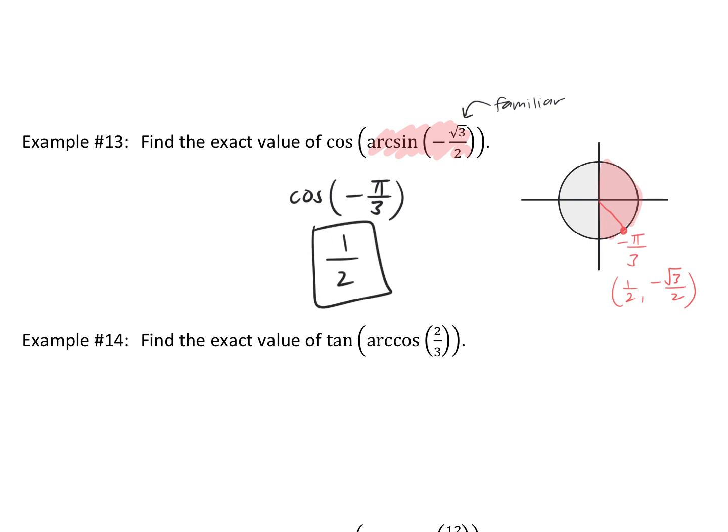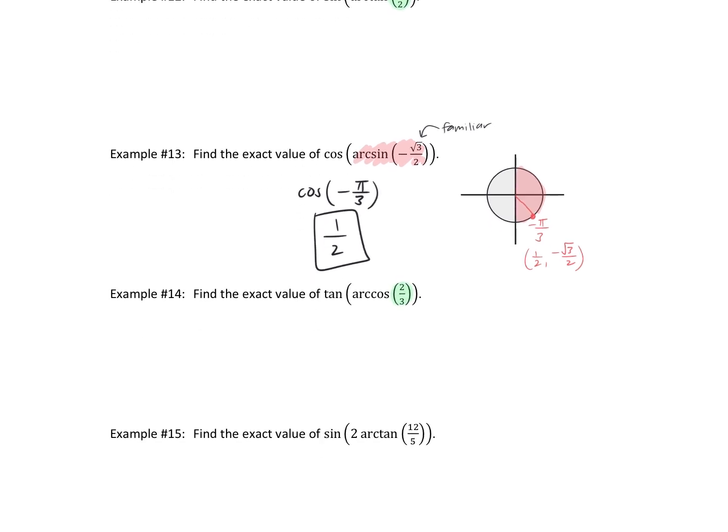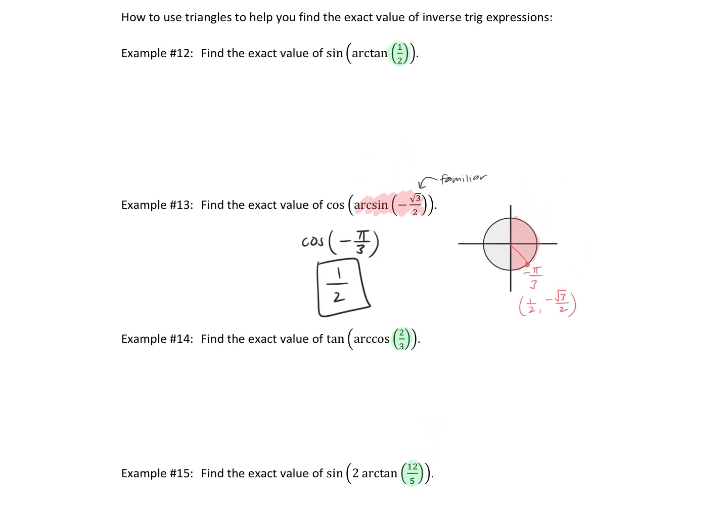So start with the inside piece, evaluate that, and then evaluate the outside piece. Okay? That's for ones that are familiar that are on the unit circle. Now, if I look at the rest of these values here, this 1/2, this 2/3, and this 12/5, with their respective trig functions, so this is arctangent, this is arccosine, this is arctangent, are those values going to be on the unit circle?